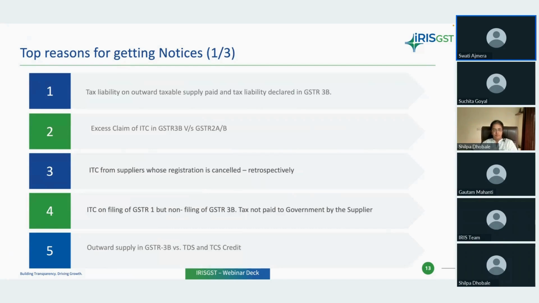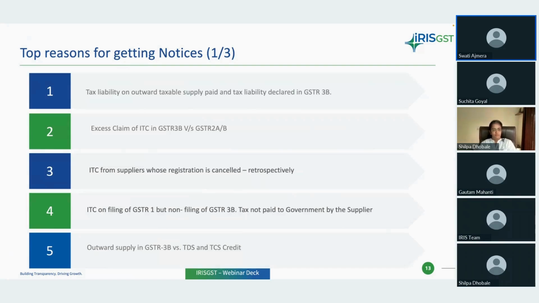If any discrepancy is noticed when you receive this type of notice, you should always be ready with what you have filed in GSTR 1 and 3B, and the actual calculation based on which you calculated your liability in the GSTR 3B returns. So this is the major issue where the GST department is issuing notices to the taxpayer.